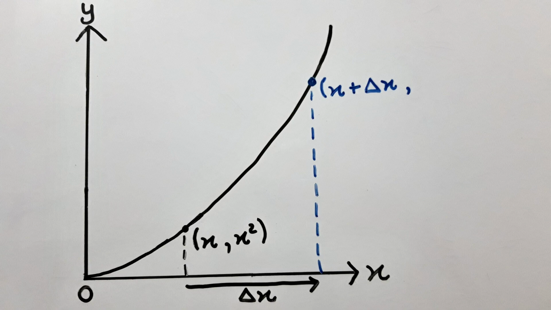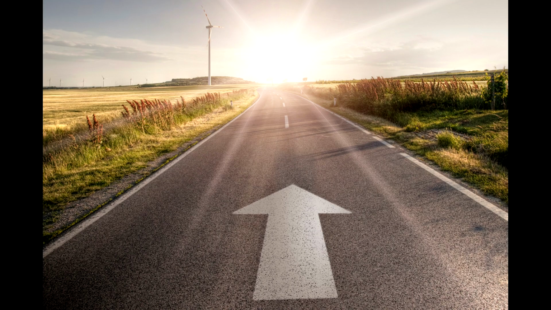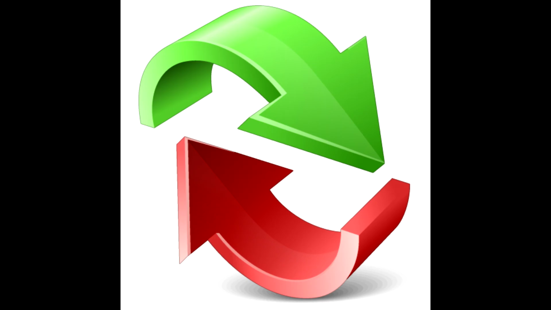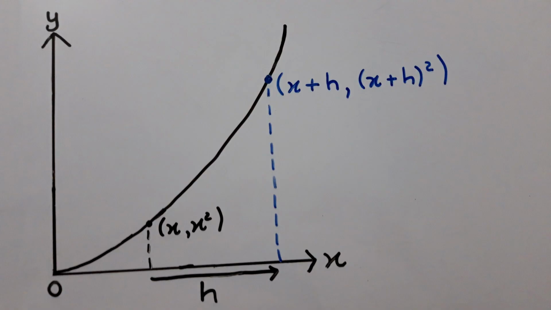And just like the first point, (x, x squared), the y coordinate of this point on this curve would be given by the square of the x coordinate, right? And the x coordinate here is x plus delta x. Hence, the y coordinate would be (x plus delta x) whole squared. Now, before moving ahead, I would just like to replace the delta x with a random letter. Let's say h. Why? Well, ahead when we are going to be doing calculations, delta x with x would become very confusing.